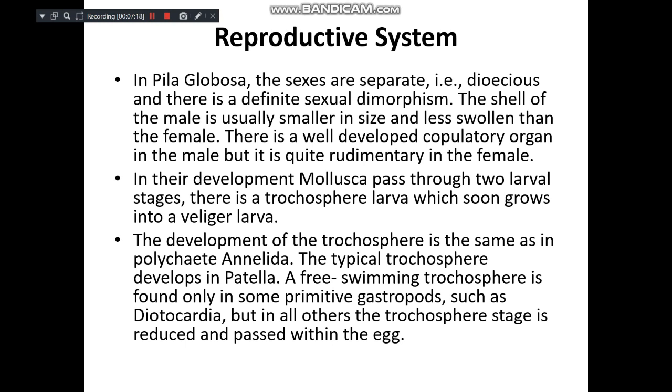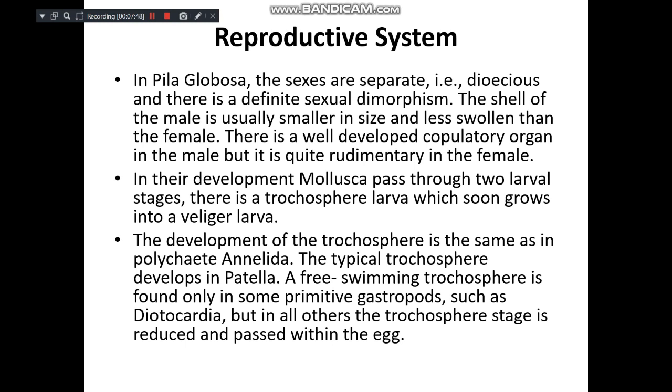There's a well-developed copulatory organ in the male. This copulatory organ is also found in the female, but it is rudimentary. It has not been fully developed. But in the case of the male, it is fully functional and well developed. So, with the help of the copulatory organ, it can undertake reproduction.